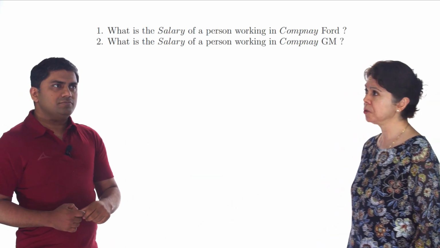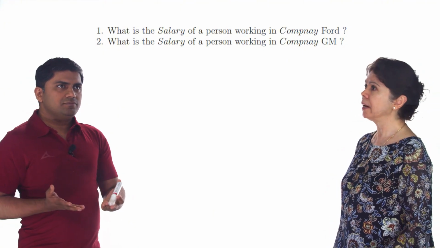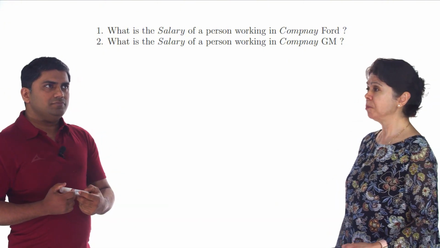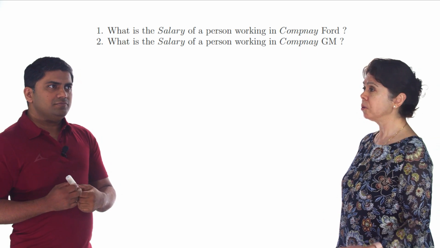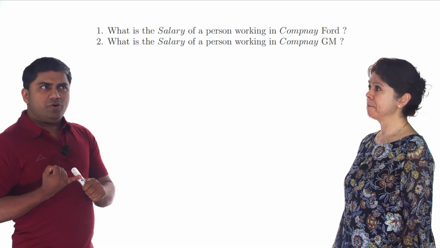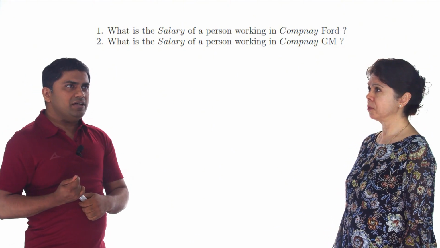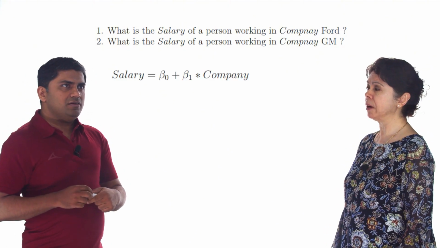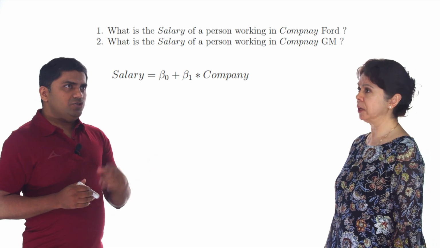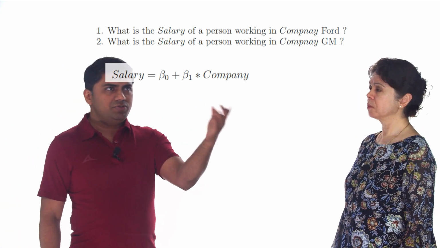For example, he also wanted to answer these questions. What is the salary of a person working in company Ford or GM? And as you remember, the company has not only 2 categories, but 3, because we have 3 companies. Company Ford, company GM. In which variable we have those data? We have it in the variable called company. Okay. So we have to fit an equation called salary is equal to beta 0 plus beta 1 times company.